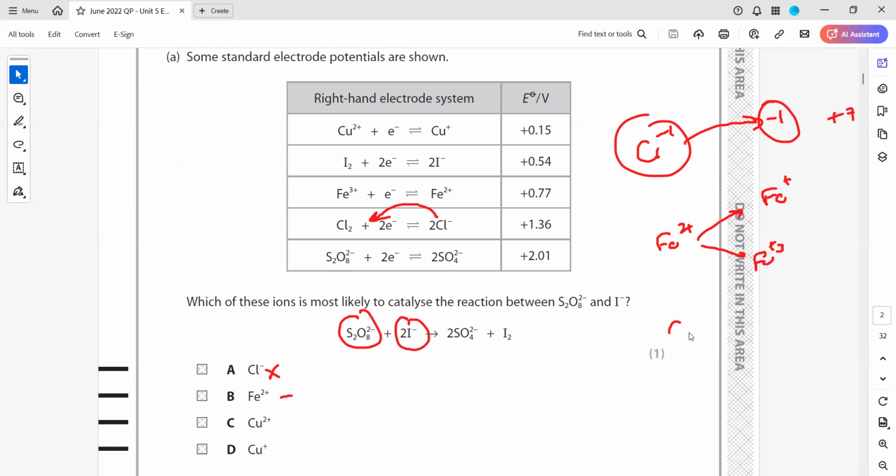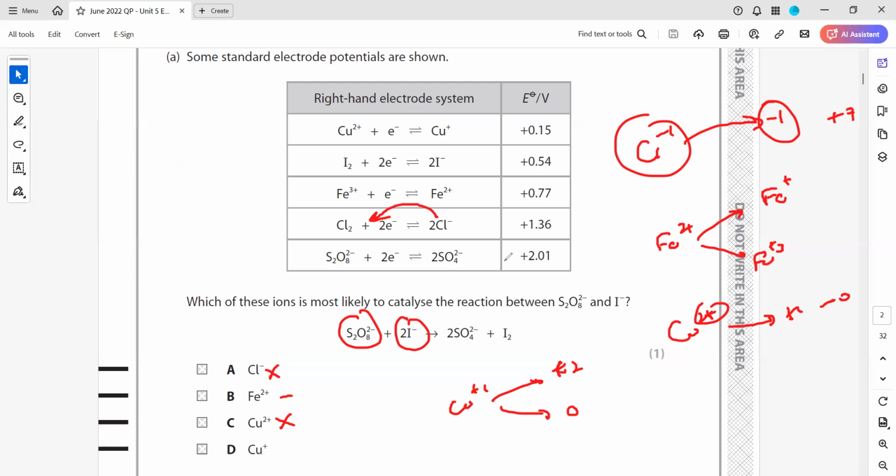Then copper 2 plus. Copper's maximum oxidation number is +2. So copper can only be reduced to +1 or 0, but it cannot be oxidized. So copper 2 cannot be a catalyst because to be a homogeneous catalyst, it must be oxidized or reduced. When we check copper 1, copper 1 can be oxidized to copper 2, +2, and it can be reduced to 0. So oxidation and reduction can happen.